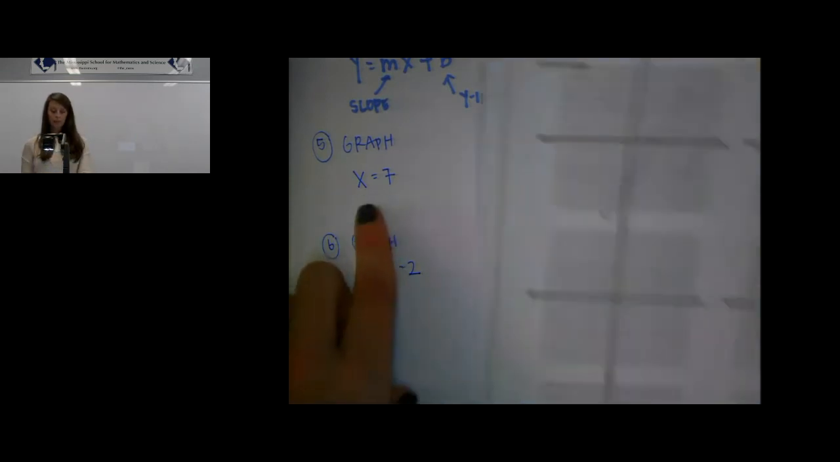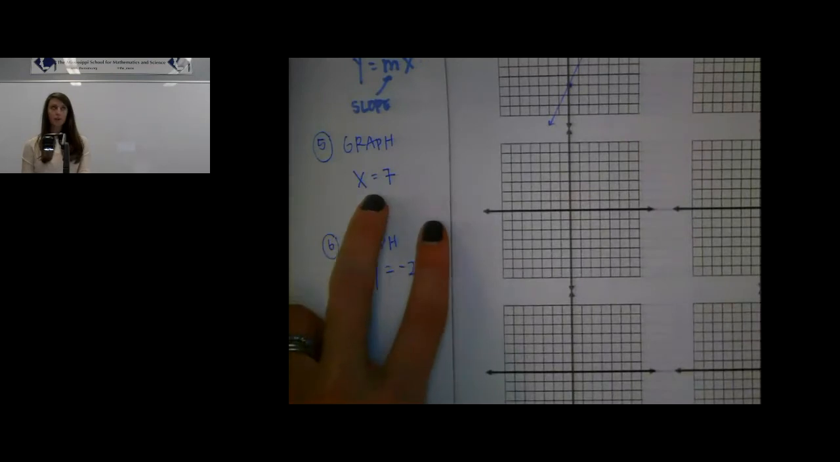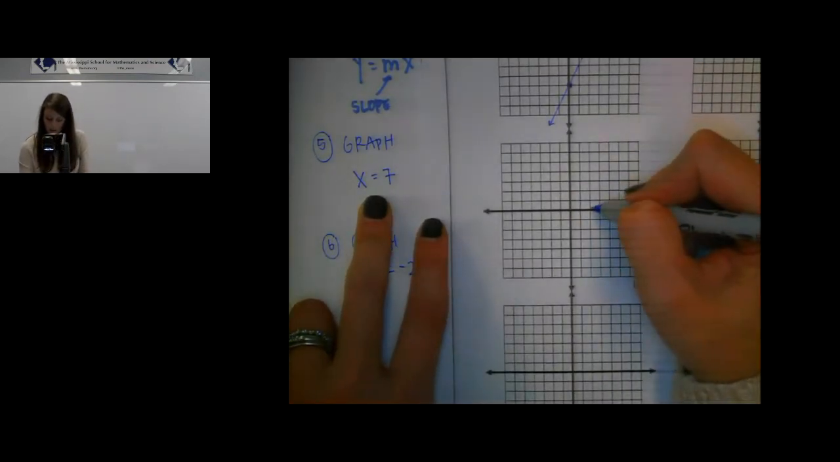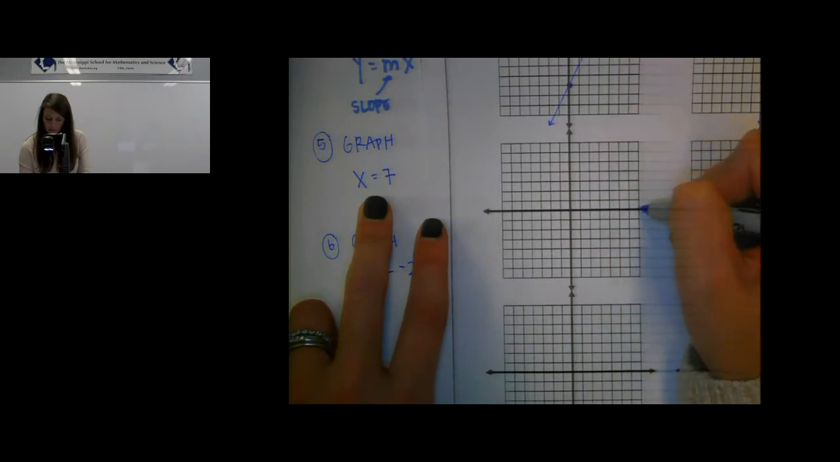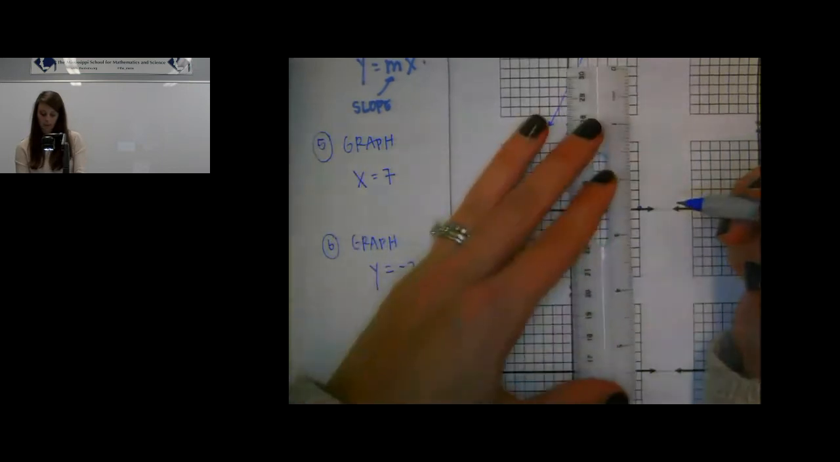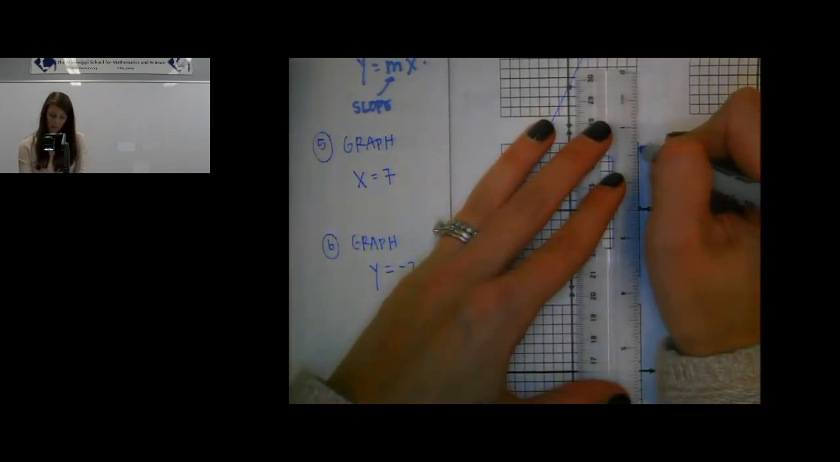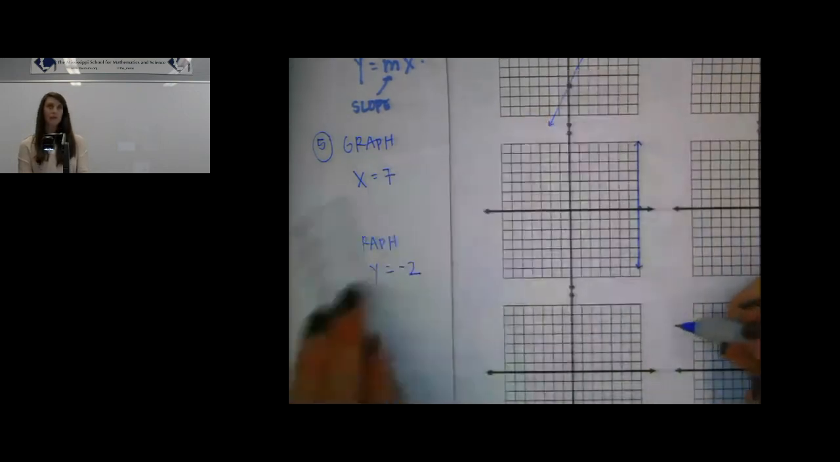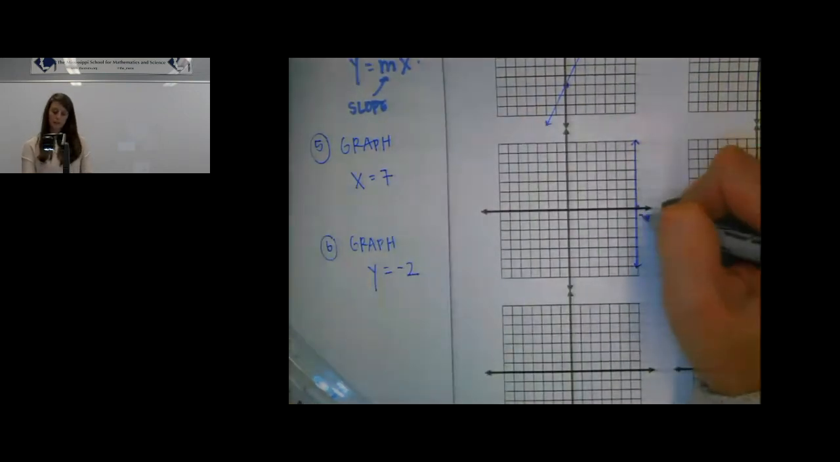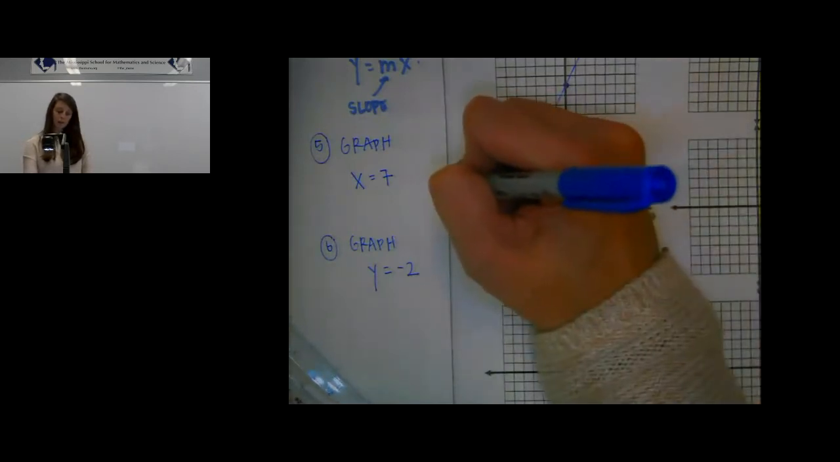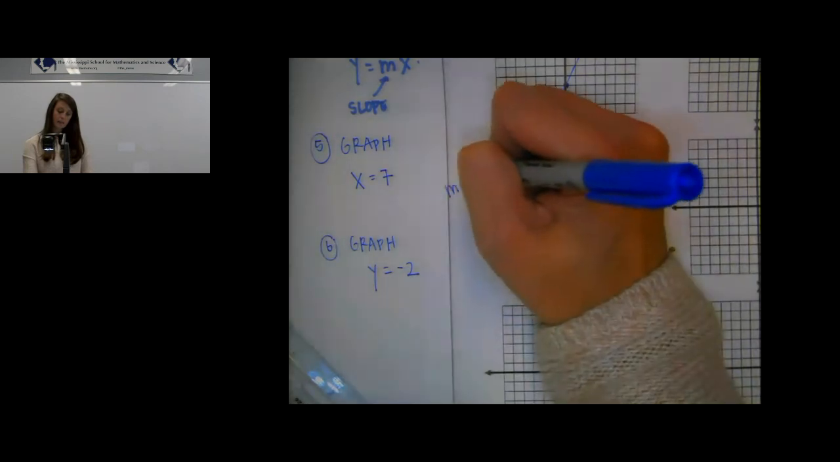Okay, so the graph of x equals 7 here. x equals 7 means I'm going to go along the x-axis to 7. 1, 2, 3, 4, 5, 6, 7. And my line here is going to be a vertical line, because no matter what my y value is, my x value is always going to be 7. So that's a vertical line straight up and down. The slope of that line is going to be undefined.